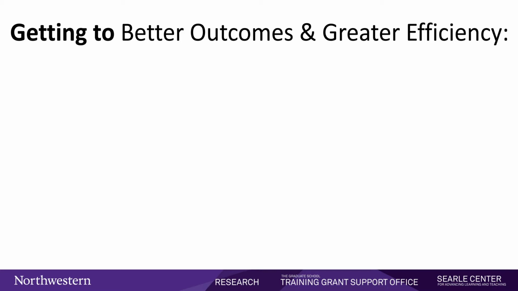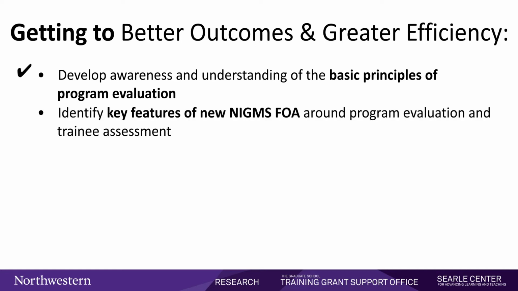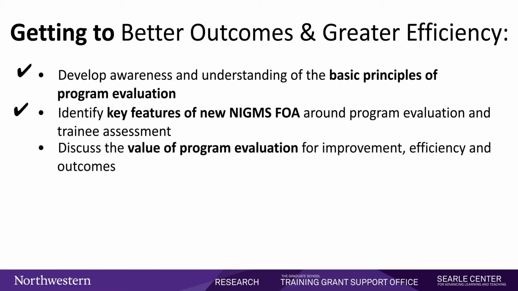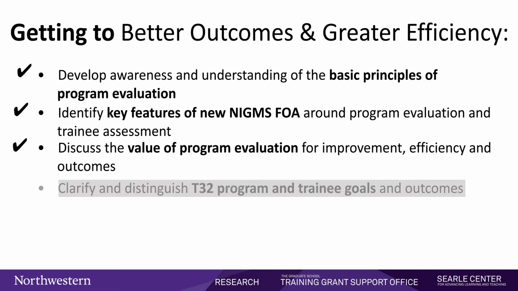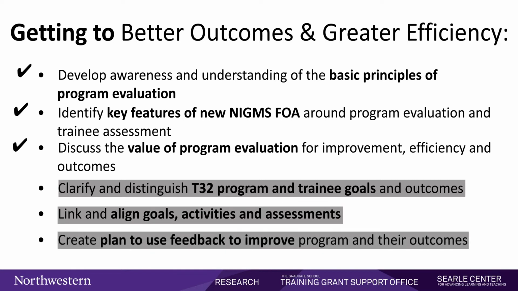You've already engaged in learning about the principles of evaluation, the key features of the NIGMS T32 requirements around evaluation, and heard from T32 directors about the value they have found in using evaluation to learn about and improve their programs. Here we're going to cover the remaining 3 steps: clarifying the difference between program and trainee goals, aligning goals and activities and assessments, and creating a plan to use evaluation data to improve the program.